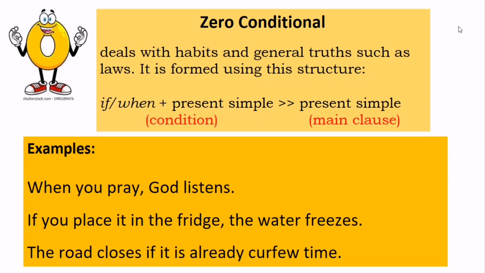Examples: when you pray, God listens. When you pray is the condition, and God listens is our main clause. Next, if you place it in the fridge, the water freezes, and the road closes if it is already curfew time. As you know, when the main clause comes first, you don't have to put the comma.